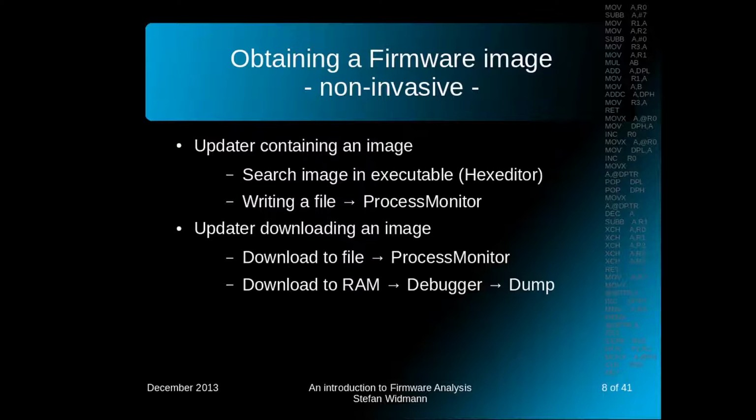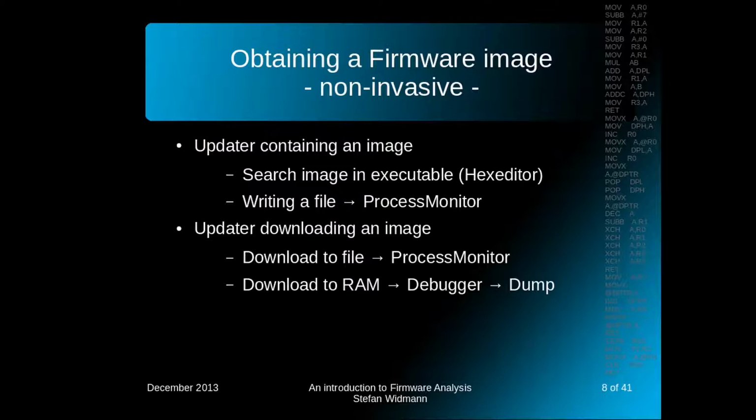If it is an updater just containing the firmware image, we can search for the image within the executable using your favorite hex editor. Maybe the updater is writing the data to a file, into a temporary file in most cases, and deleting it after usage. You can use Process Monitor. It's like strace, but in the Windows world. And you can take a look at what files are written to disk, and you can try to capture it before it's getting deleted.